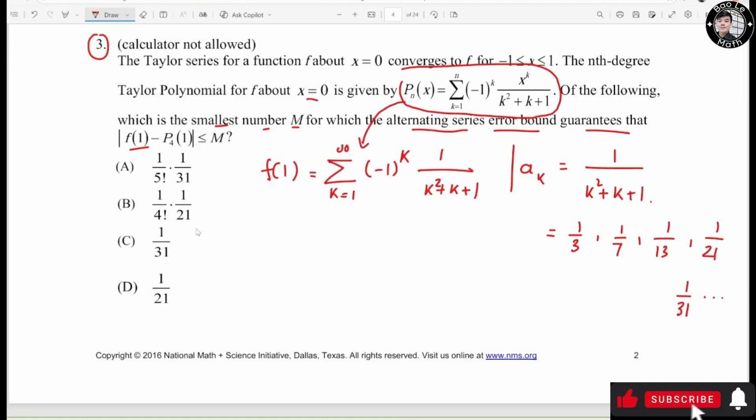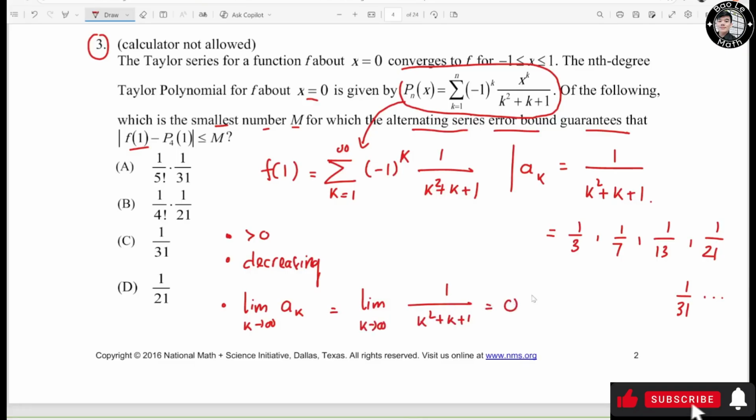Right? Now observe that each of these terms right here is positive, right? And then the terms are decreasing, right? And finally, when you take the limit of this as k approaches infinity, it's going to be 0, right? So we can use the alternating series error bound, right?